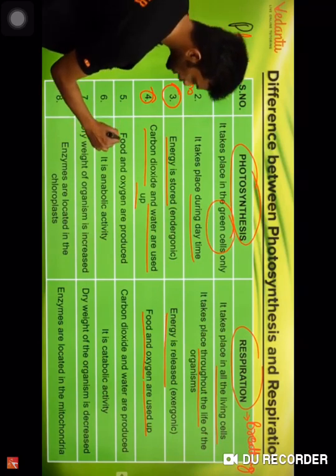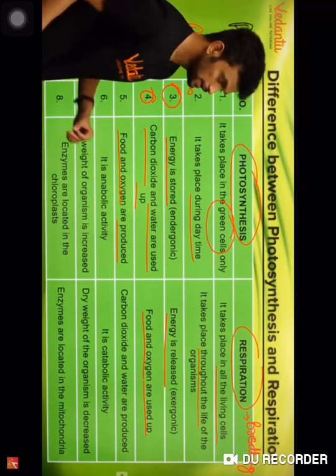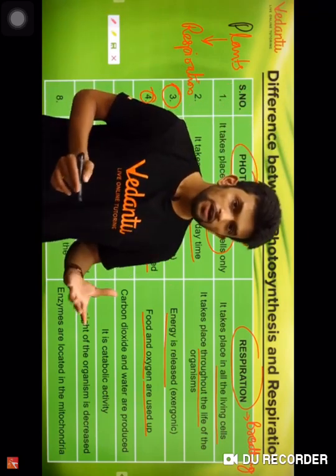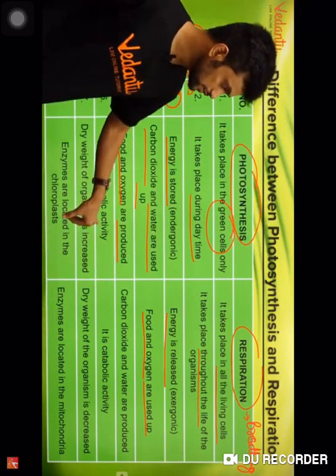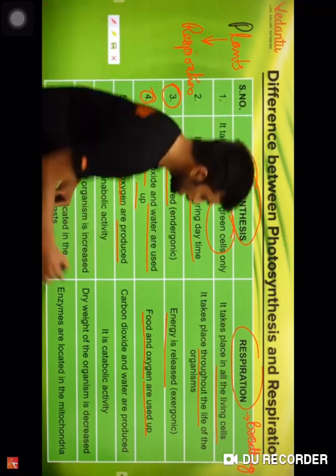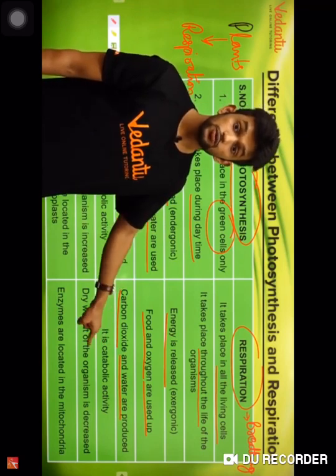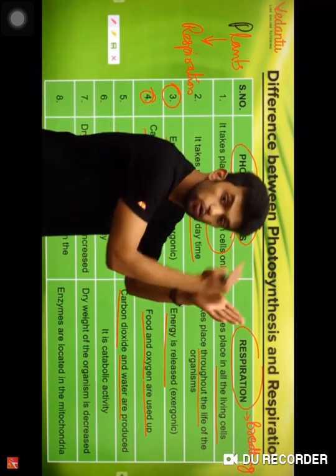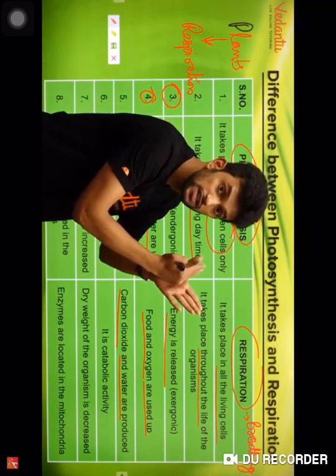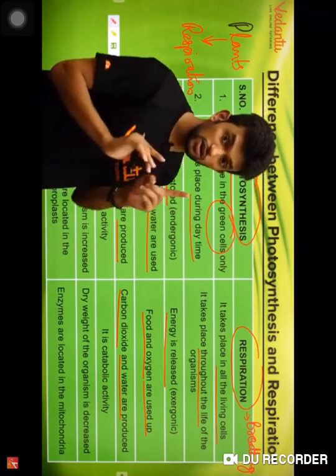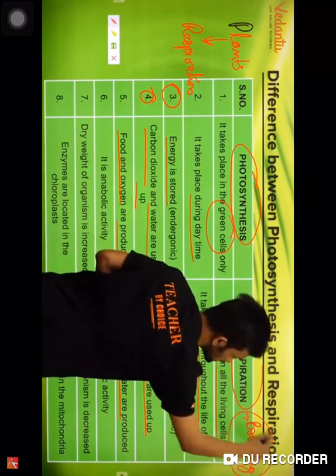Now, food and oxygen are produced in photosynthesis. What is the process of photosynthesis? Making food. So obviously food and oxygen are produced. What are produced over there? Carbon dioxide and water are produced in respiration. Whenever glucose is broken down using oxygen, what is the byproduct produced? Carbon dioxide. Now you understand the importance of breathing.